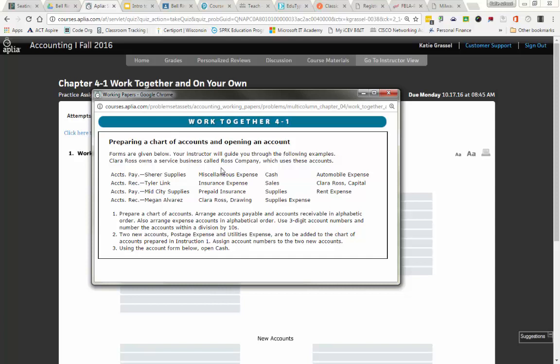Now we have this one here that says supplies expense. Don't journalize using that account. We're not going to use it until like chapter 7 or so. So just chill on that supplies expense, okay? And then we have another expense, and we have Clara Ross Capital, which is going to be our owner's equity, and then we have another expense.